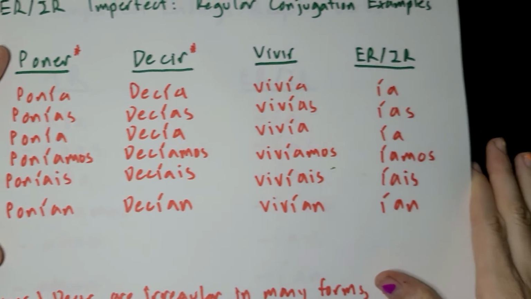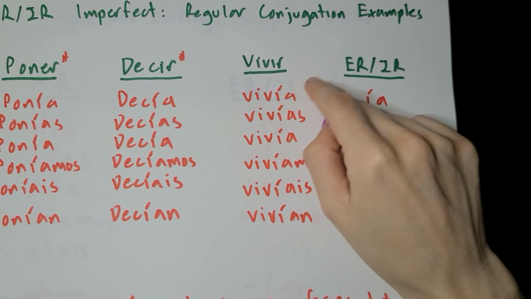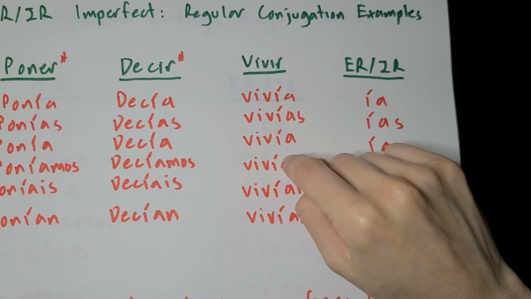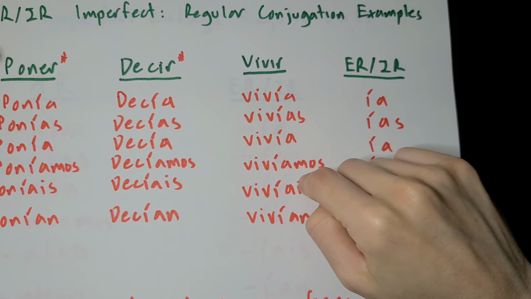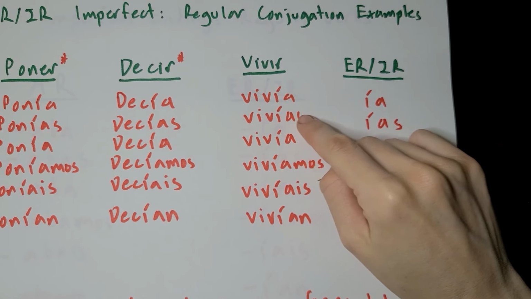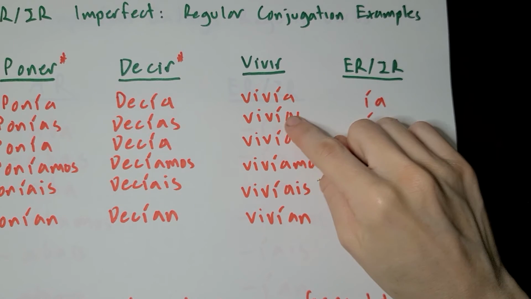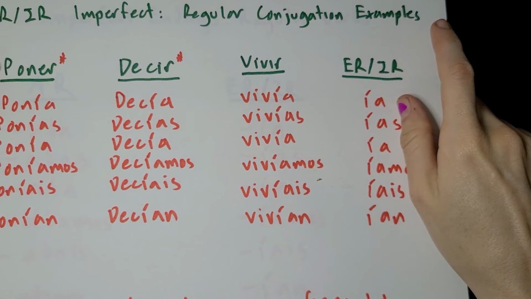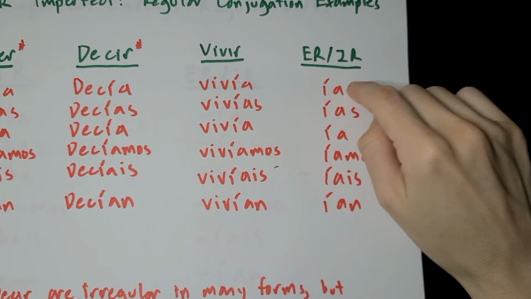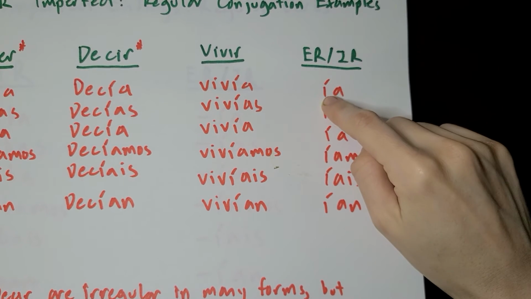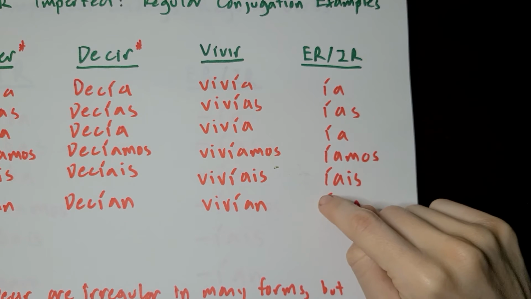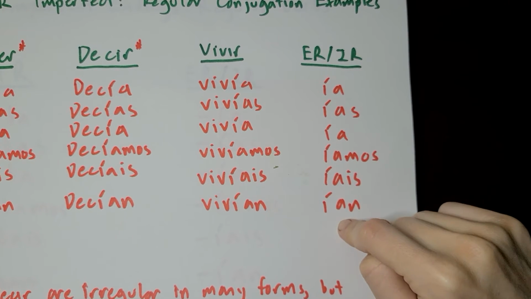How convenient is that? Vivir means to live. Yo vivía, tú vivías, él vivía, nosotros vivíamos, vosotros vivíais, ellos vivían. So you could say, I used to live in California. Yo vivía en California. So ER, IR verbs, let's just take a look at the endings by themselves. Both ER and IR will be replaced with these. Ía, ías, ía, íamos, íais, and ían.